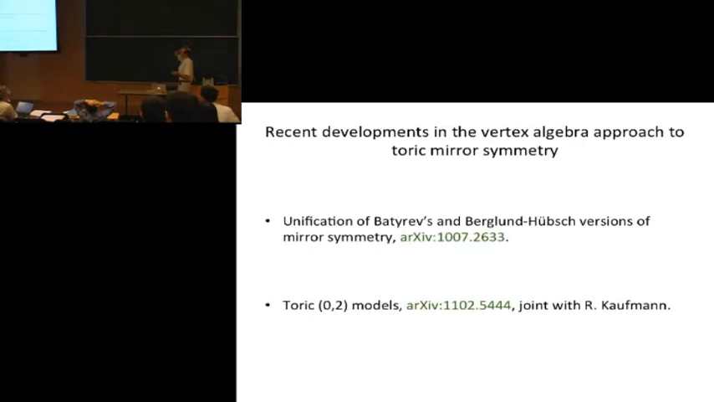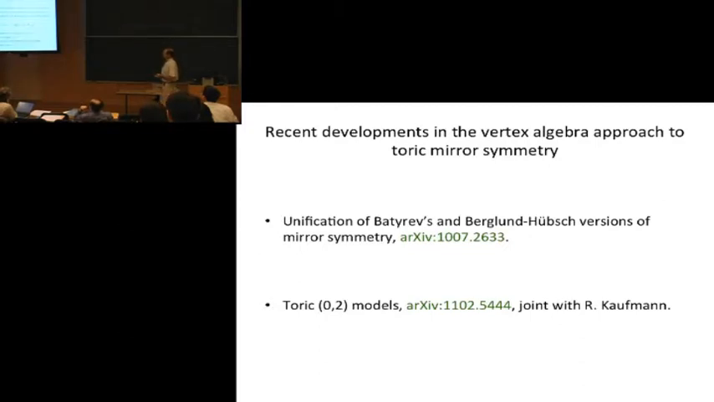So there are two preprints. One is the unification of Batyrev's and Berglund-Hübsch's versions of mirror symmetry. And the other is the toric (0,2) models. I don't think those are the exact titles, but the preprint numbers are exact. Okay, so now let's talk about the first one.